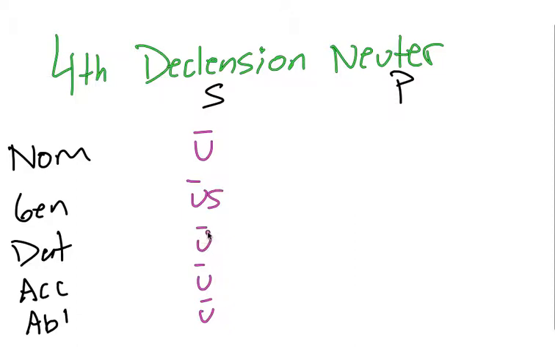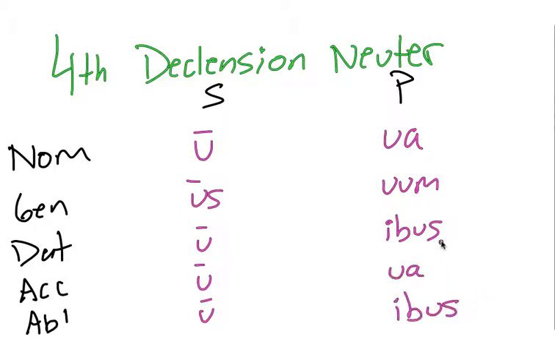Not a whole lot of difference. And you might ask, how do you tell the difference between dative or accusative or ablative? And usually context will make that very clear. Okay, in the plural, -ua, and then -uum, and then -ibus, just like masculine and feminine, and then -ua, and then -ibus. Okay, so now I'm going to take a fourth declension noun and decline it next to the ending.